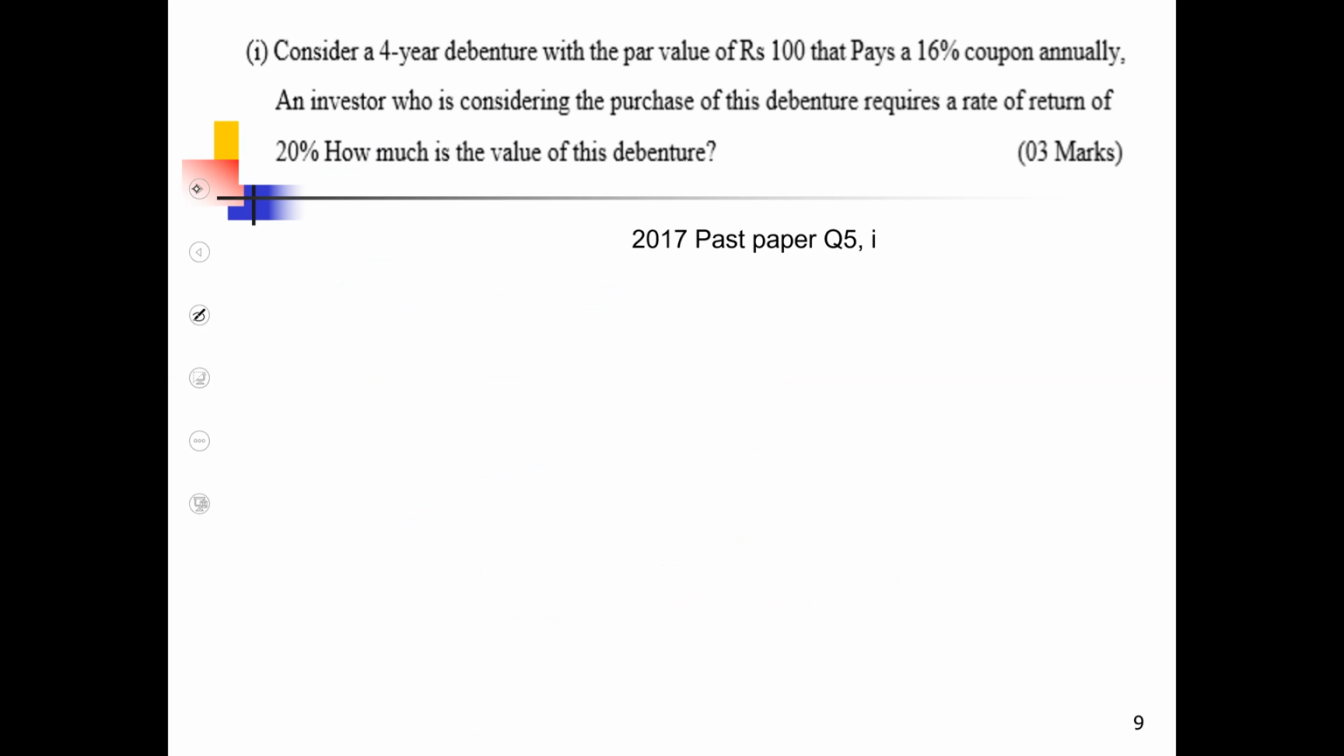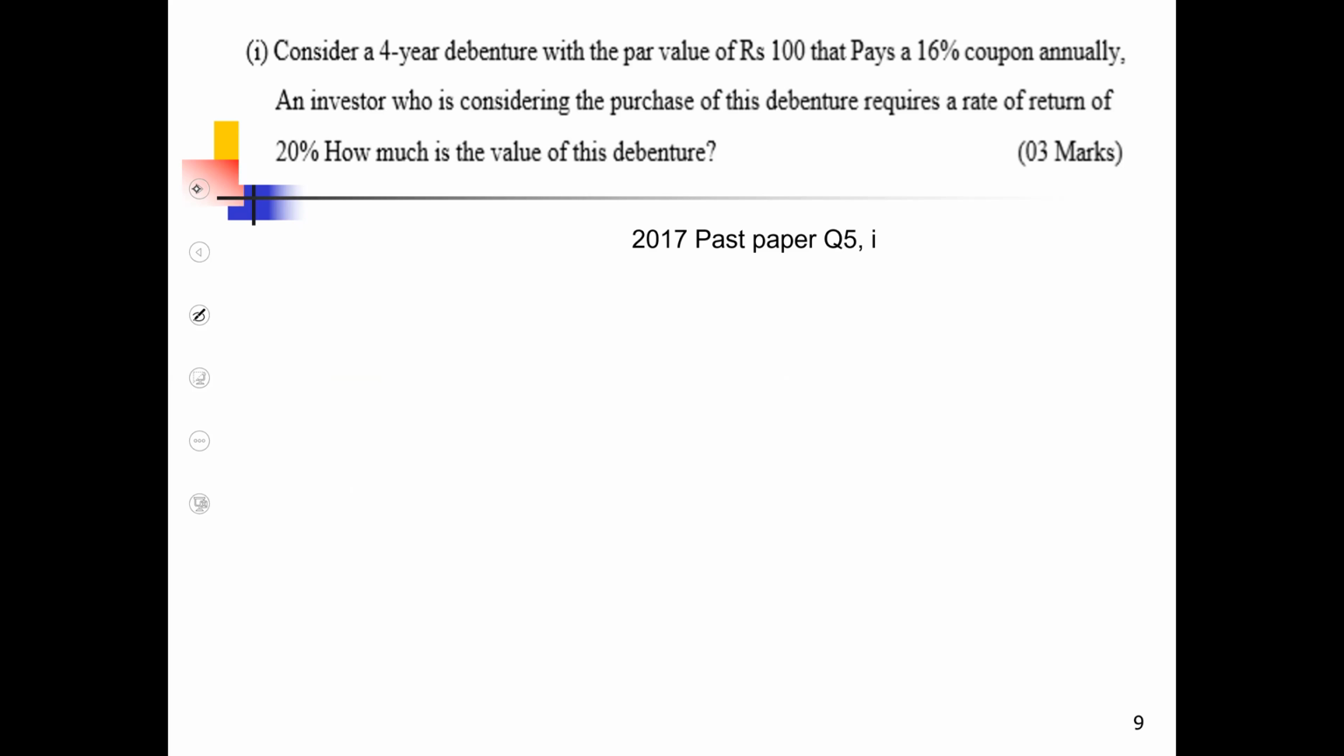Let's see this example. I will show how to sort it out. I got this from the past paper 2017, question number 5.1. Here, let's go through that. Consider a 4-year debenture with the par value of rupees 100 that pays a 16% coupon annually. An investor who is considering the purchase of this debenture requires a rate of return of 20%. How much is the value of this debenture?